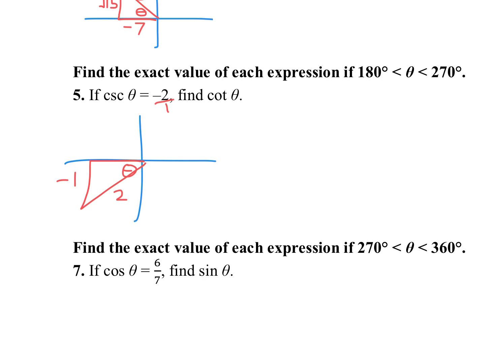Using the Pythagorean theorem, 4 minus 1 is 3, so this has to be radical 3. And that's a special right triangle: 1, rad 3, 2.